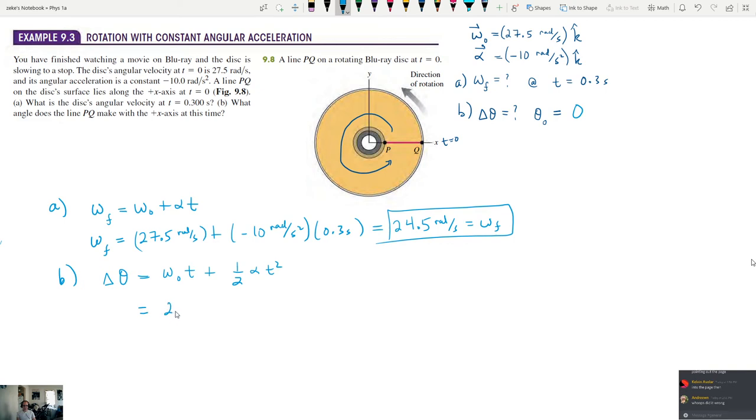So that's going to be 27.5 radians per second, times time, which is 0.3 seconds, plus 1/2, negative 10, times time squared, so 0.3 seconds whole squared.